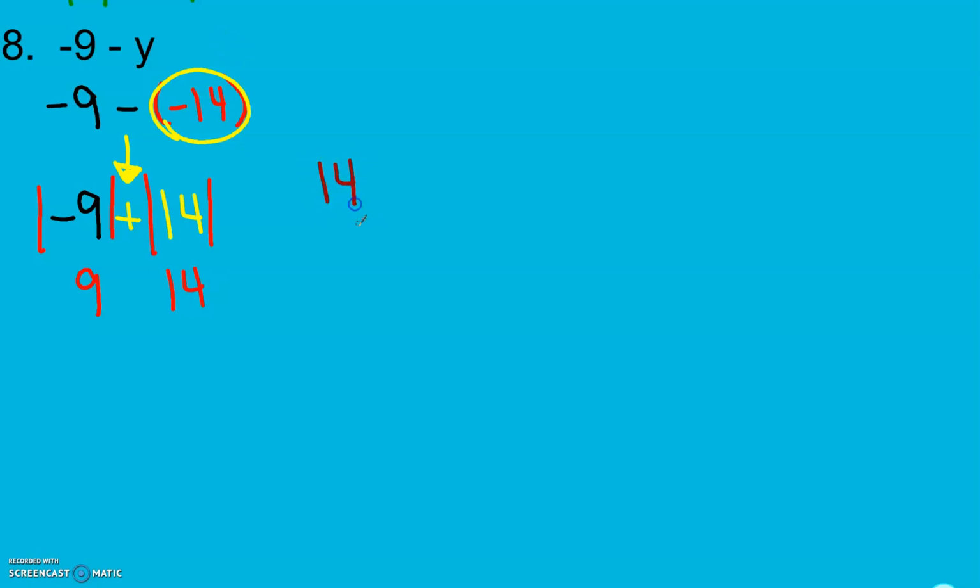14 is the greater of the two absolute values. We look at our sign. One's negative, one's positive. So our signs are different. We find the difference. And then we look. Our greater absolute value is 14. 14 was positive in our addition problem. So here our answer is positive 5.